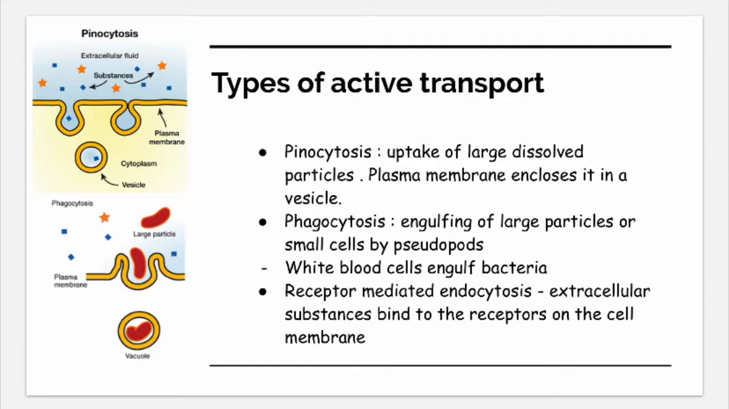The second type of active transport is phagocytosis, and that's the engulfing of large particles or small cells by pseudopods. The cell membrane wraps around the particle and closes it into a vacuole. This is the way human white blood cells engulf bacteria, and also the way in which amoeba gain nutrients.